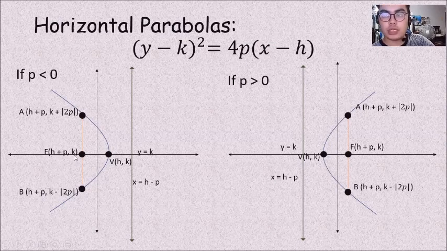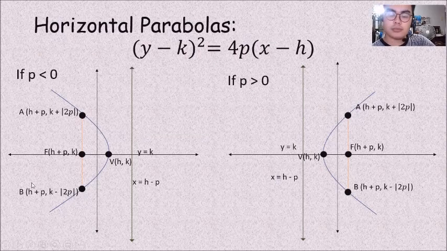So all you have to do with k is to add 2p for the first endpoint in terms of the y coordinate. For the second endpoint, all you have to do is to subtract 2p from k. This is just for y. So that p is the length of the latus rectum.